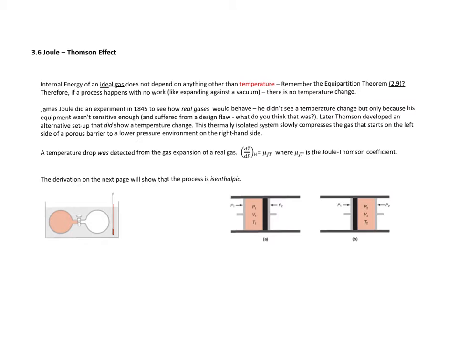James Joule did an experiment in 1845 to see how real gases would behave, ones with attractive and repulsive forces. He didn't measure a temperature change, but only because his equipment wasn't sensitive enough. He essentially had a design flaw in this experiment. He thought that if he opened up the stopcock and allowed the gas to flow into the vacuum, he'd be able to measure a temperature drop in the water. But water, of course, has an incredibly high heat capacity, and so the quality of his thermometer wasn't precise enough to detect the coolness that should happen. But later he developed an alternative setup that did show a temperature change.